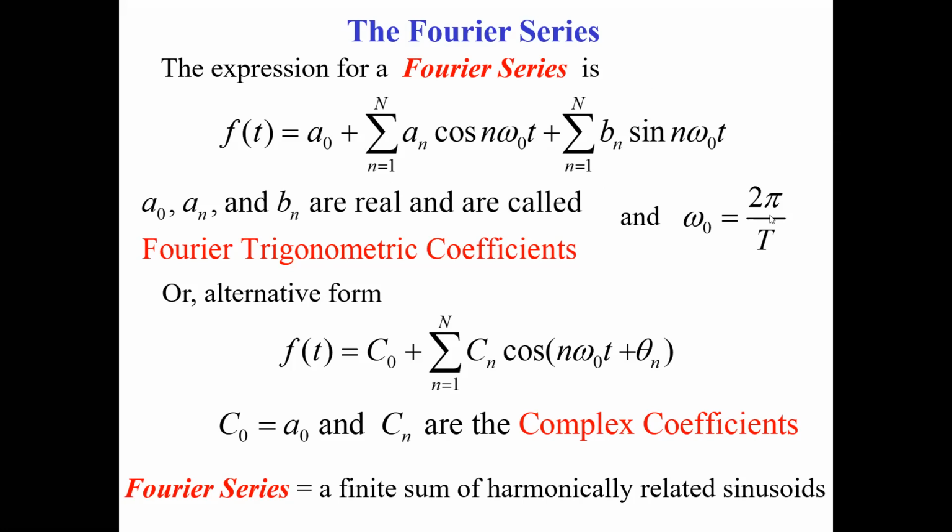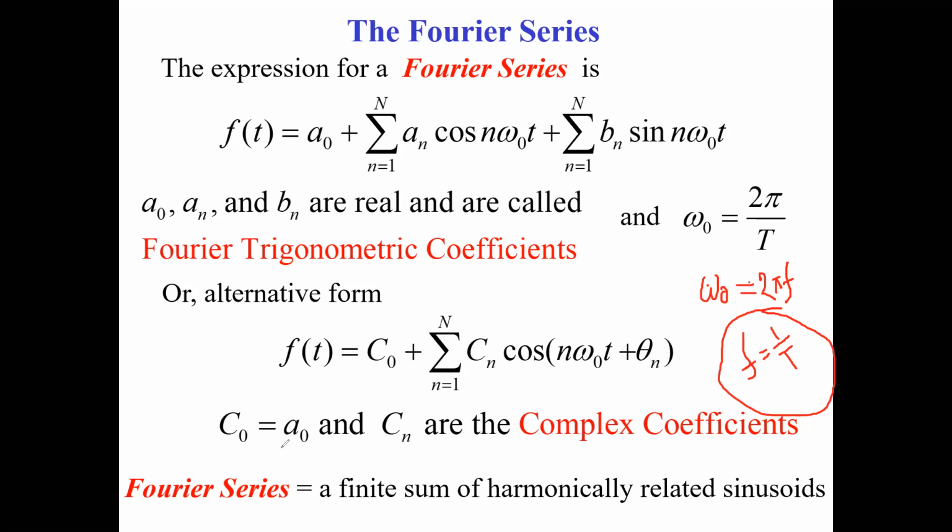And omega naught is equal to 2 pi by T. We can write omega naught is equal to 2 pi f, where f is equal to 1 over T. So omega naught equals 2 pi f, where f is equal to 1 over T. Or alternatively, we can write like this, where c naught is equal to a naught and cn are the complex coefficients.